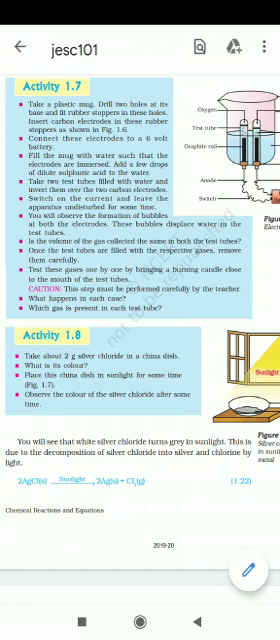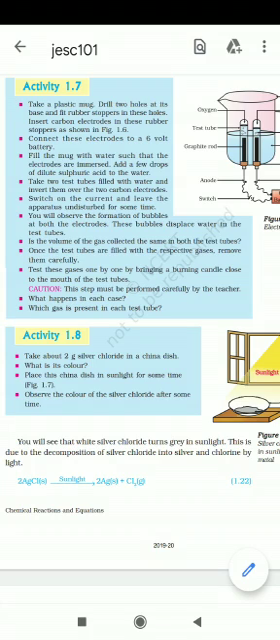Now switch on the current. You will observe the formation of bubbles. The bubbles displace water in the test tube. Is the volume of gas collected in both test tubes the same? No. Once the test tubes are filled with their respective gases, remove them carefully and bring them near a burning candle. What do we observe, children?